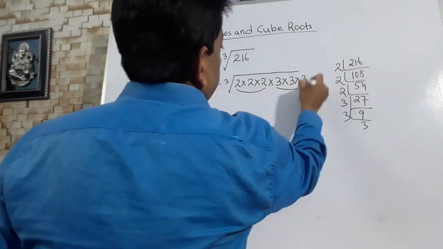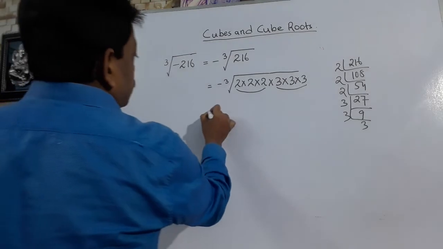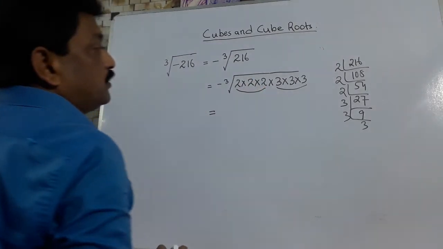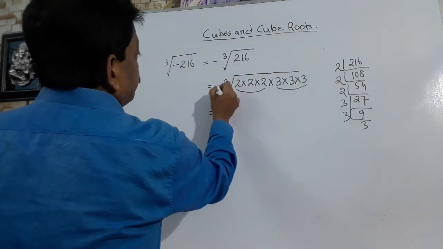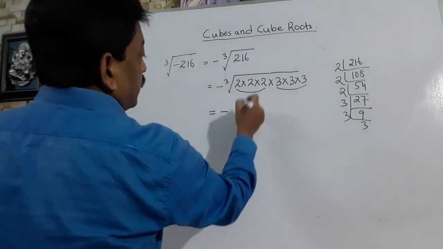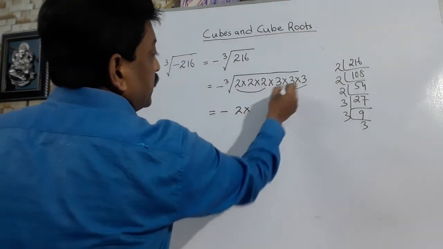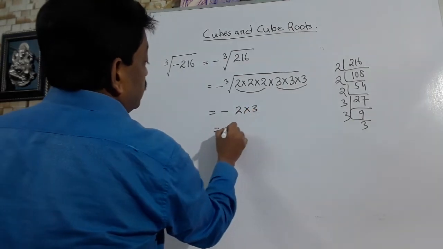So they are forming triplets of equal factors. One member from each triplet will come out. So the negative sign first, and then 2 multiplied by 3. So minus 6 is the answer.